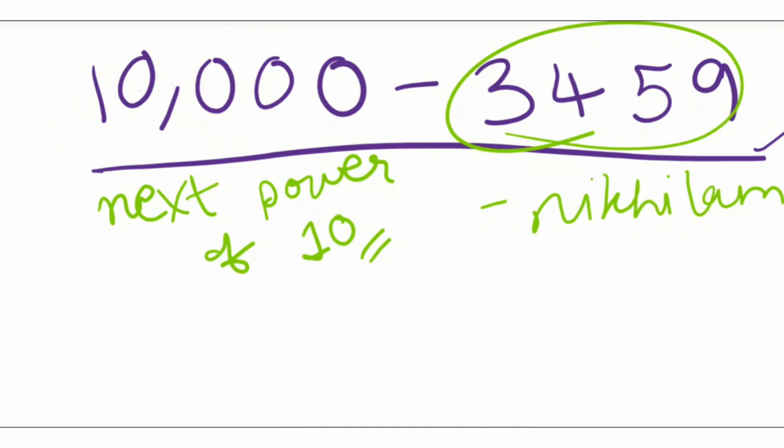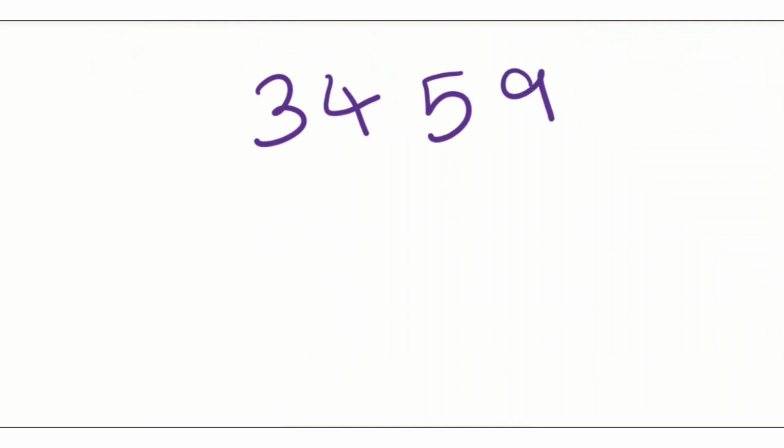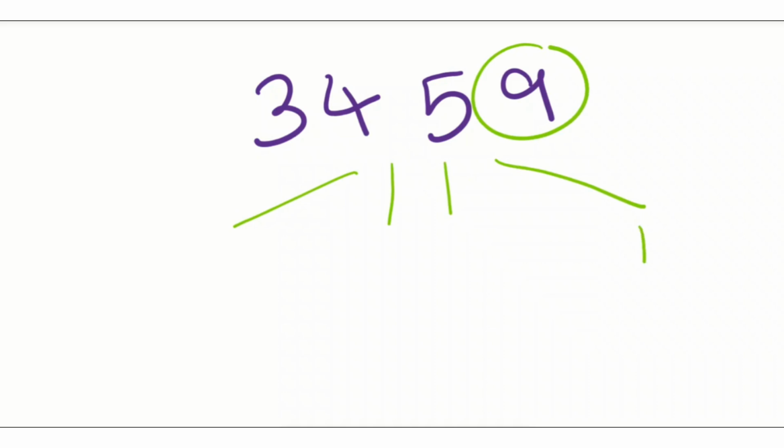So let's quickly find out the Nikhilam of 3,459. The ones digit is 9, which is going to be subtracted from 10, and the rest are going to be subtracted from 9.